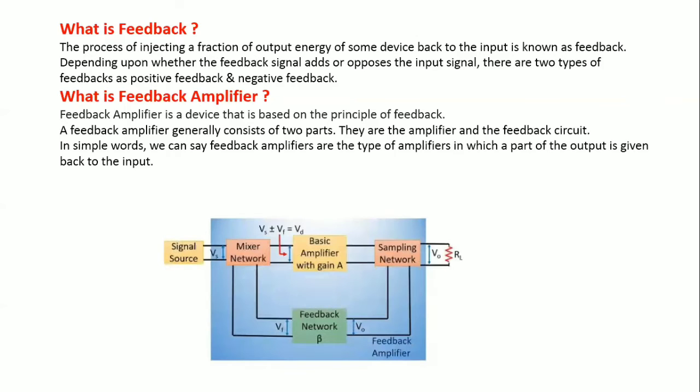Now we will see the block diagram for the feedback amplifier. Here the block schematic is shown in which there is a signal source, one mixer network, one basic amplifier, and a sampling network, which is further connected to the feedback network, and that feedback network is connected to the input, that is, to the mixer input.